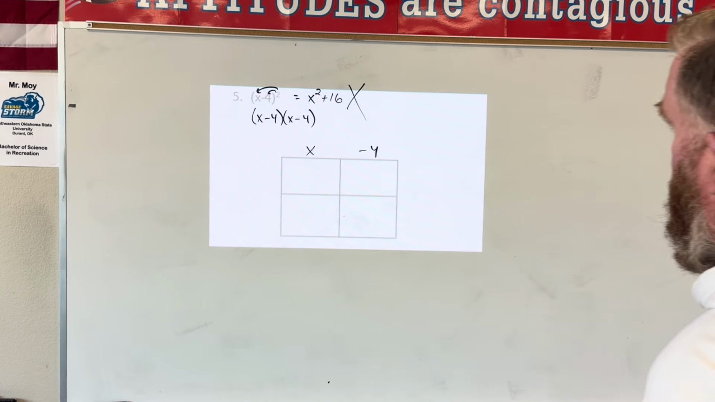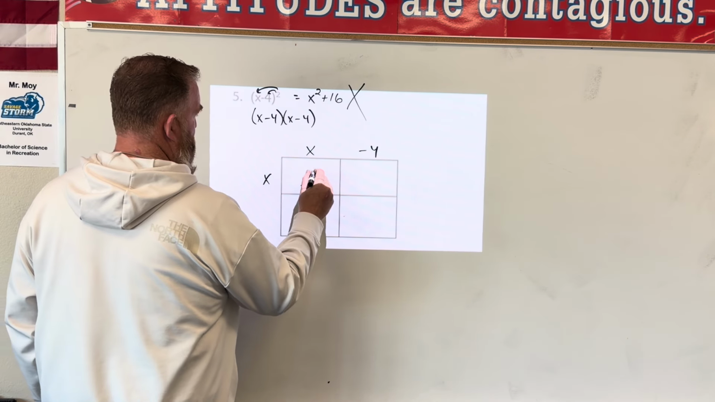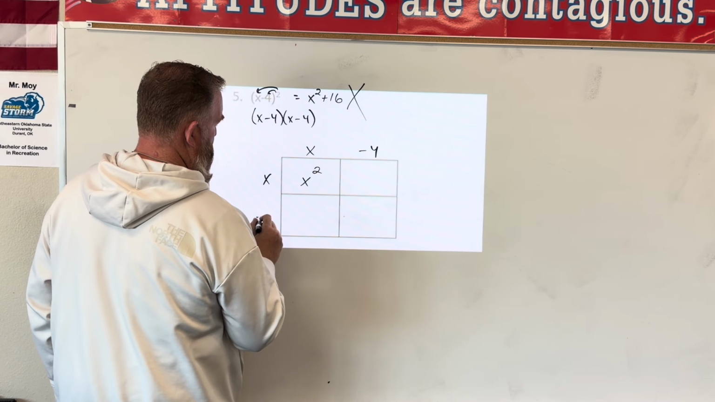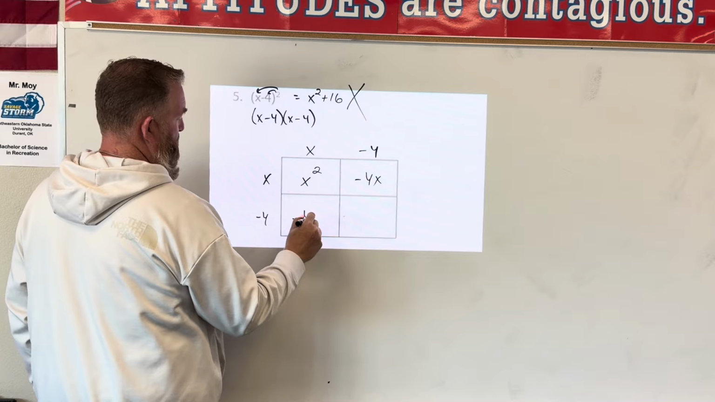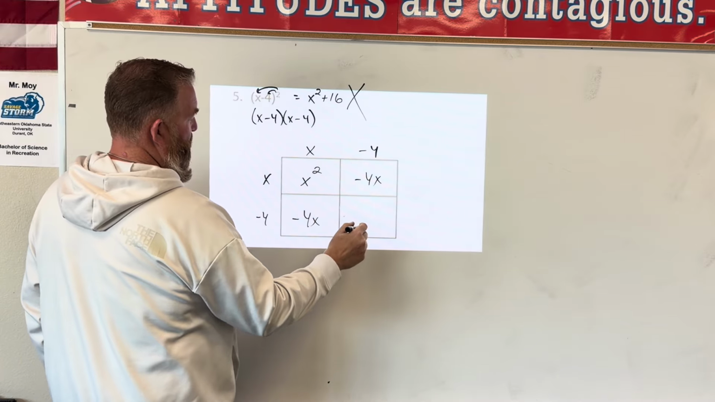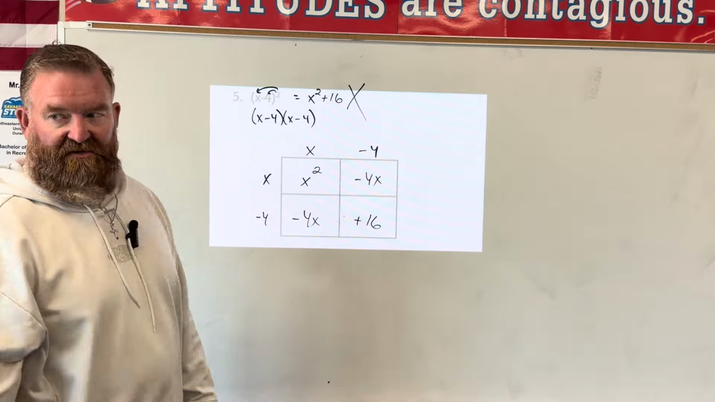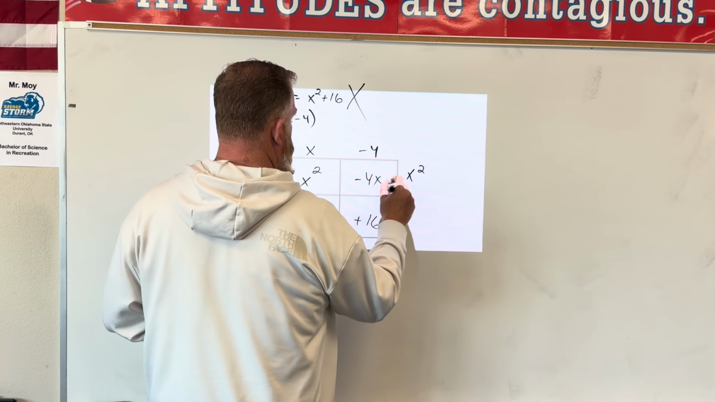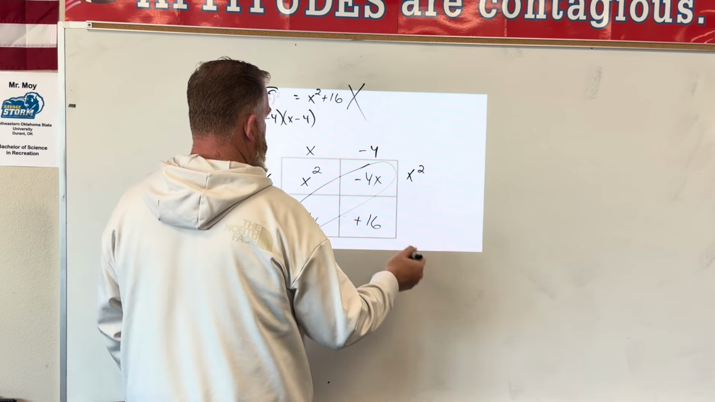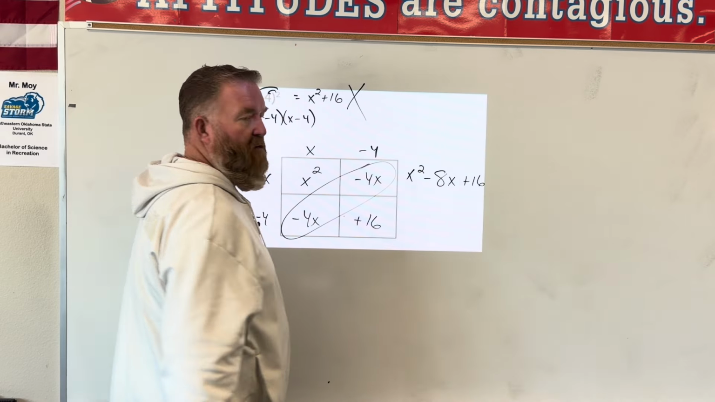All right. So what is x times x? X squared. Okay, what's negative 4 times x? Negative 4x. What's negative 4 times x again? Negative 4x. What's negative 4 times negative 4? Positive 16. So the x squared and 16 are correct, but you missed the middle term. What's negative 4x and negative 4x? If I add those together, negative 8x. So x squared minus 8x plus 16. There's my answer.